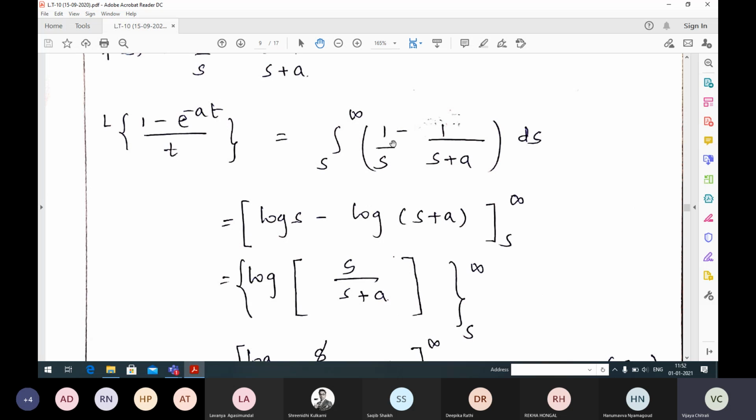The integration of 1 by s with respect to s is log s, minus the integration of 1 upon s plus a, which is log of s plus a. The limits vary from s to infinity. Using log m minus log n equals log m by n, with m as s and n as s plus a, we get log of s divided by s plus a.